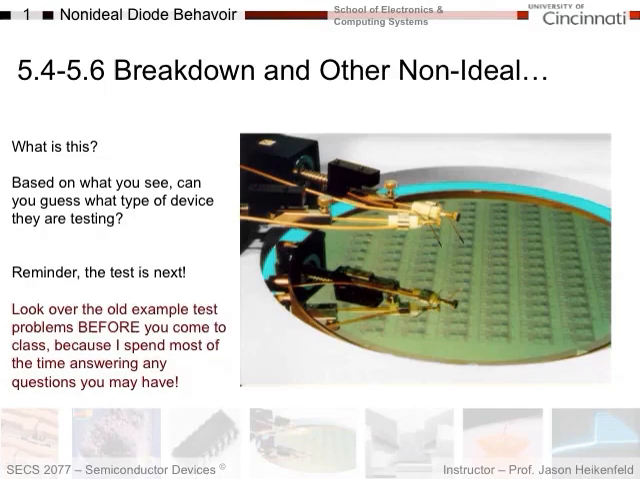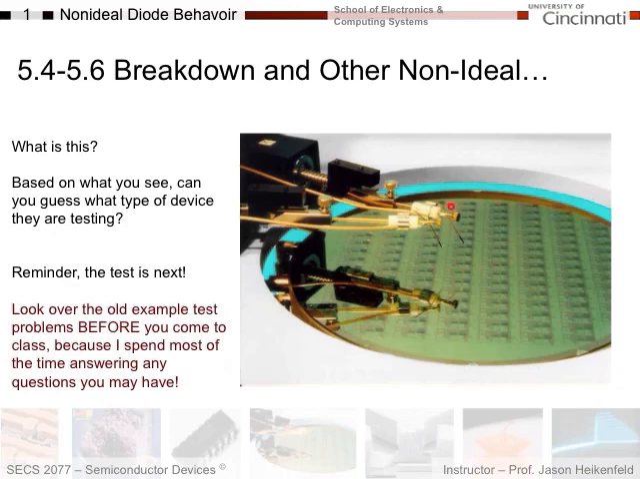Okay, folks, last lectures for diodes. So we finally, after the next test, get to move on to transistors. And so the photo of the lecture here to kind of get our thinking started is shown here.